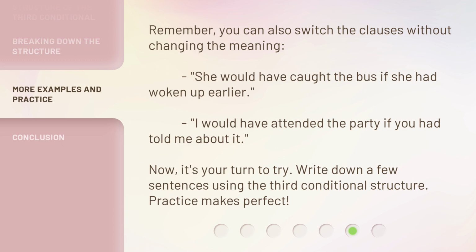Now, it's your turn to try. Write down a few sentences using the third conditional structure. Practice makes perfect.